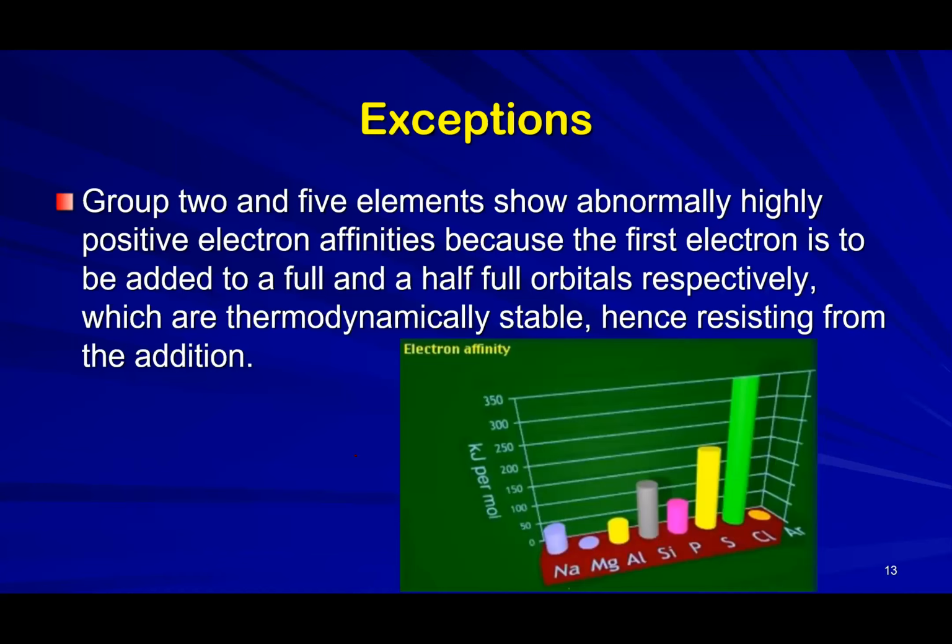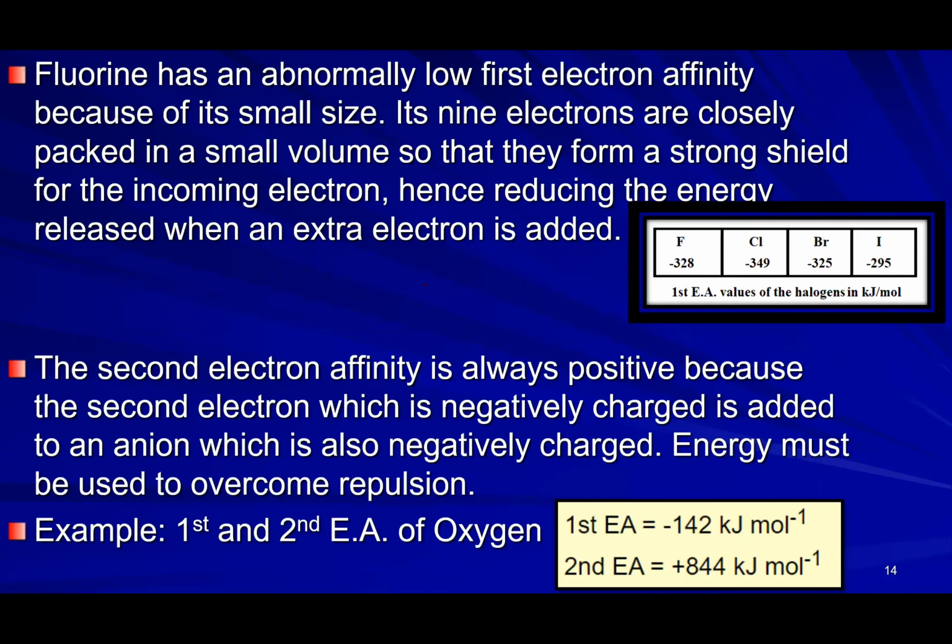So we have also explained the exceptions. For the exception of group 2 and group 5, it is because of the stable electronic configurations. Remember the full orbital and the half full orbital. So they are very thermodynamically stable, that if you have to add an electron, you have to force. We have also explained why fluorine has a smaller value than chlorine.